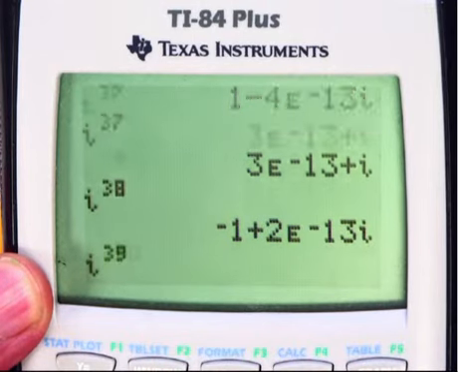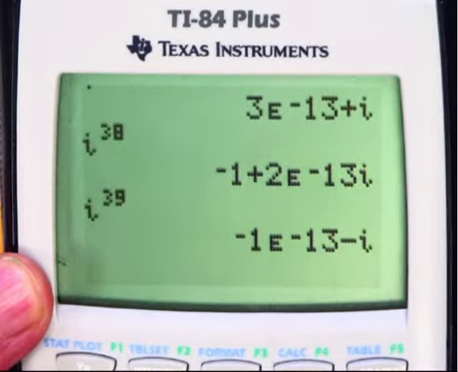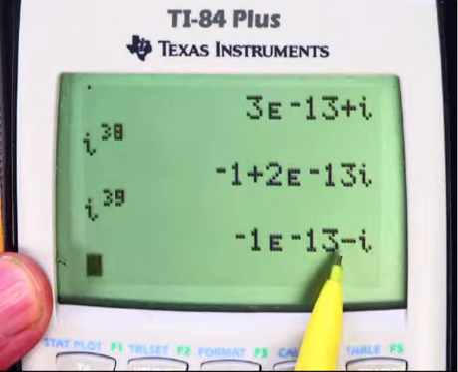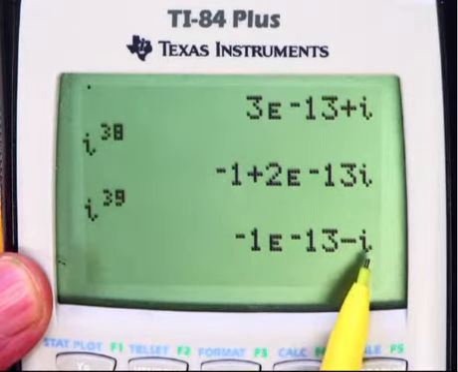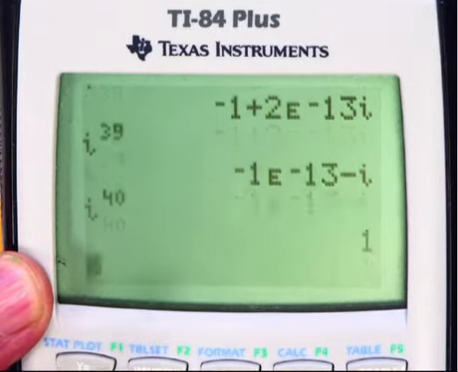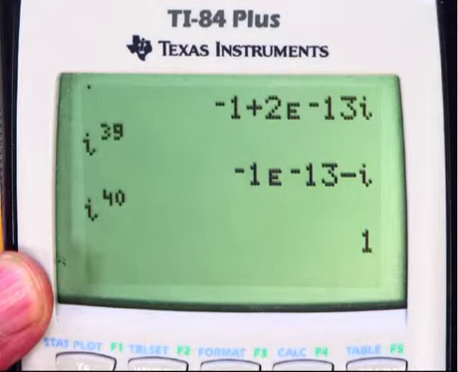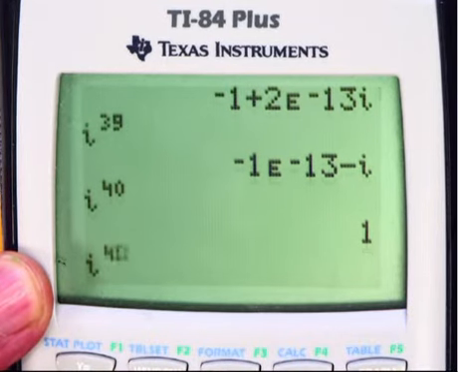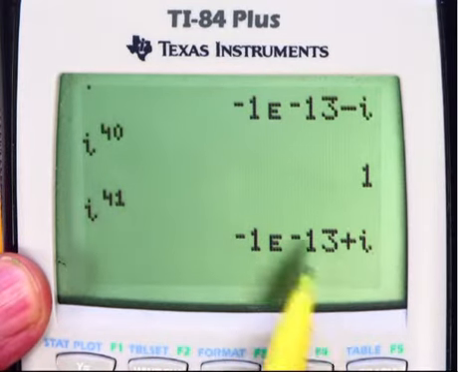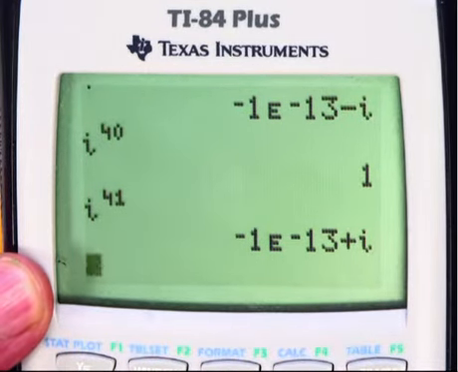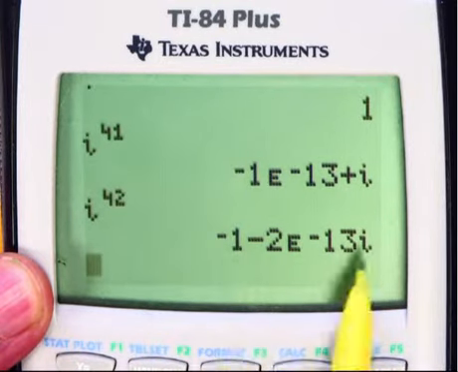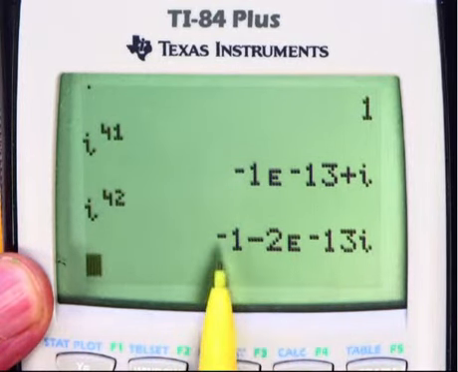Try another one. i to the 39th. Where's the big plus or minus sign? Don't say the answer is -1. It isn't. It's right here. That's where the big minus sign is. The answer is -i. So if you look for the big plus or minus sign, the calculator gives it away. It can actually do that one. That's interesting. Let's go 41. Can it do that one? Okay, again, where's the big plus or minus sign? It's right there. The answer is +i. Keep going to 42. Where's the big plus or minus sign? It's right there. So the answer is -1.